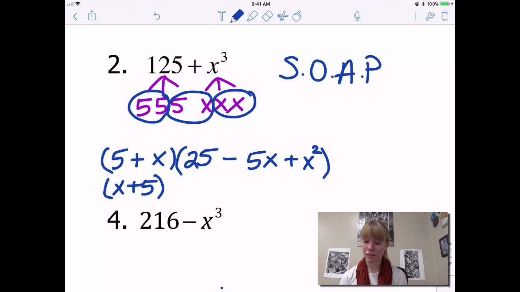Here, the only thing to be careful of is you've got to keep the positive or negative with the correct term. So x squared is positive, 5x is negative, and 25 is positive. I would take this either way, the top or the bottom one is fine.